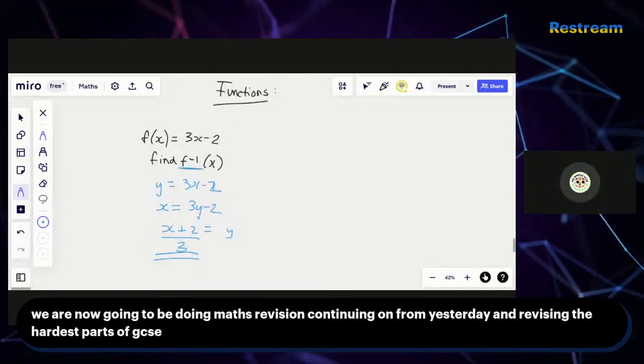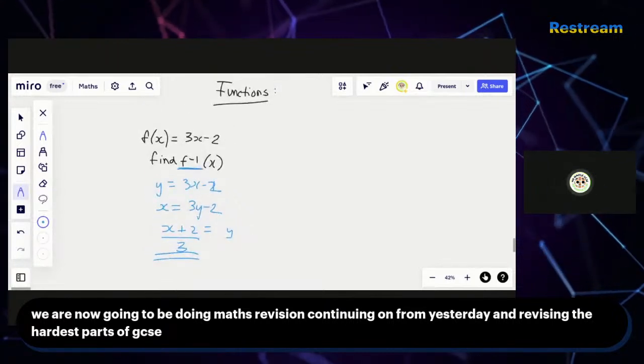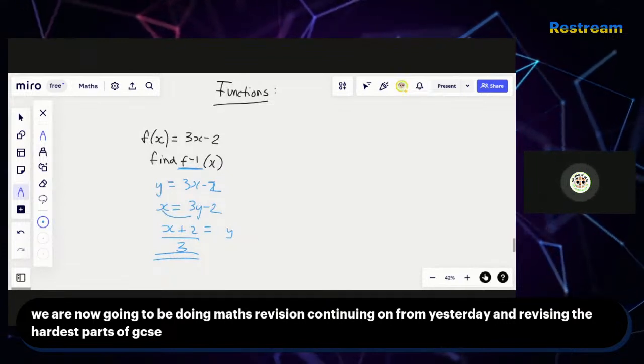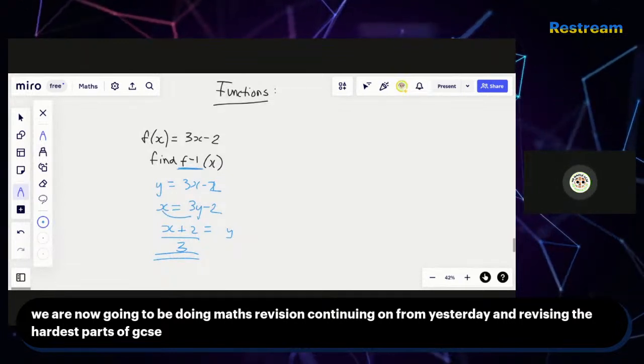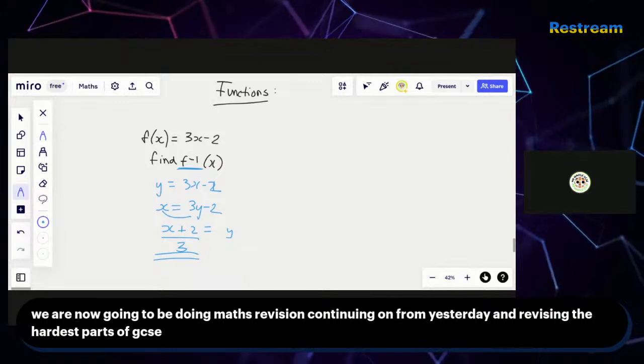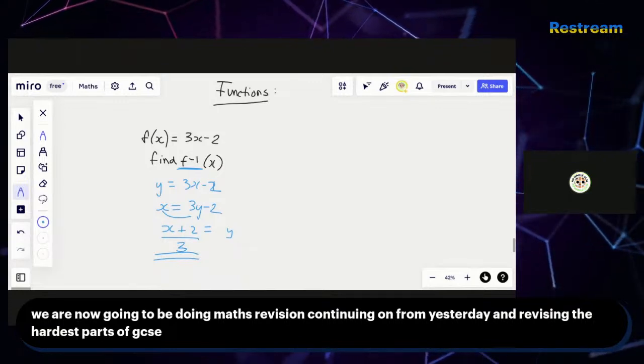So whenever you get an inverse one, what you want to do is flip the values. So swap the x's and y's and then make y the subject. Okay.